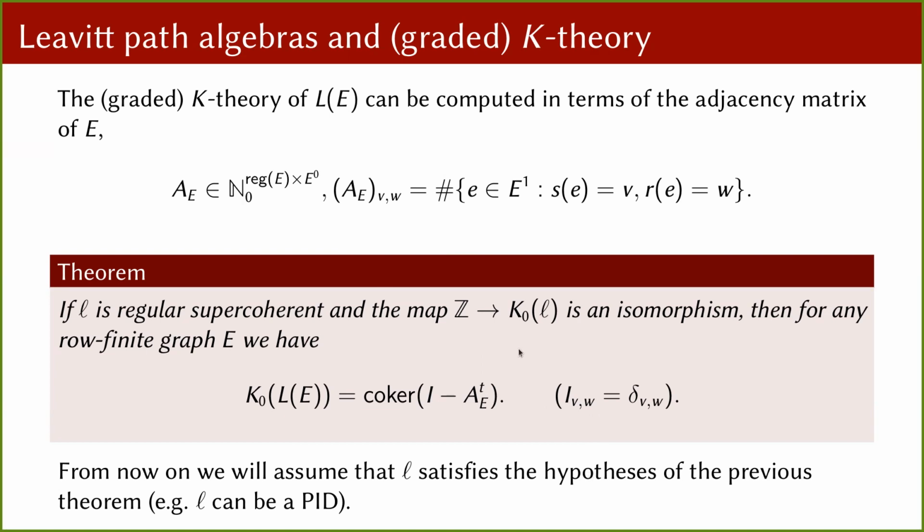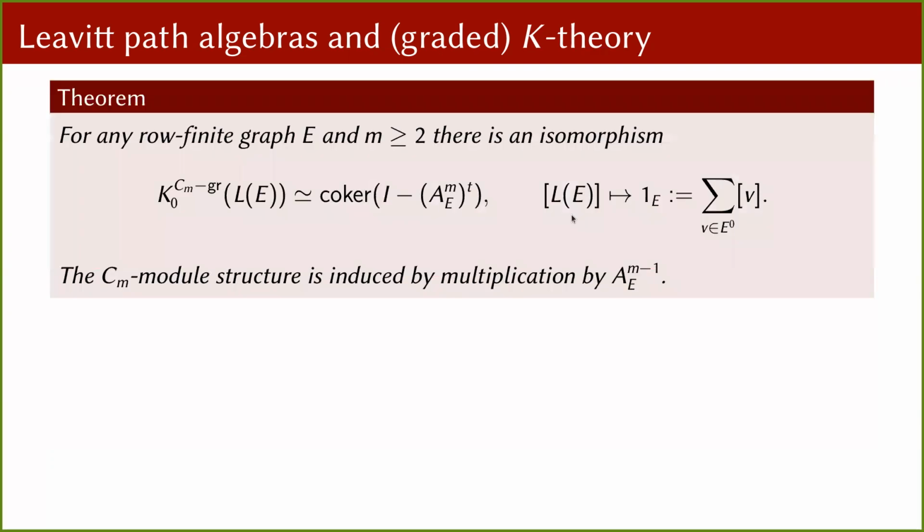Okay, so that's K0. Now I will speak about graded K0 for any M. Okay, sorry. So from the computation of usual K0 in terms of the adjacency matrix, what we are able to show is that for any M greater or equal to 2, there is an isomorphism between the graded K0 and the co-kernel of the identity matrix minus the adjacency matrix of the graph, but to the mth power. So it's when M equals 1, if you will, then we recover the ungraded K0.